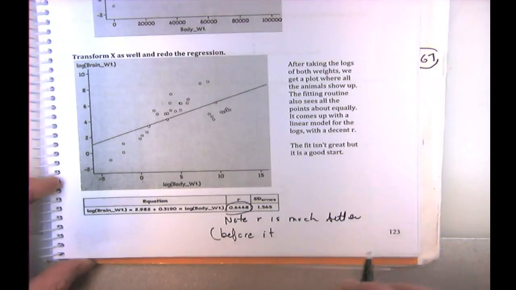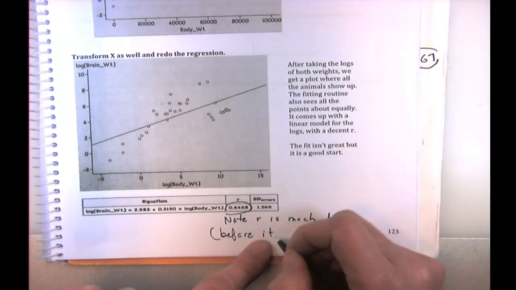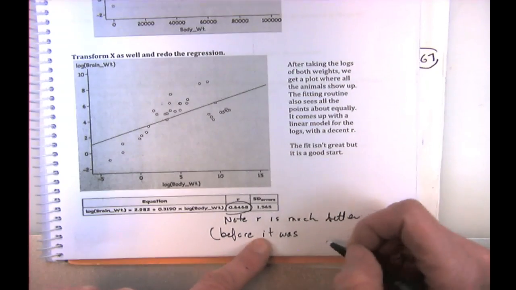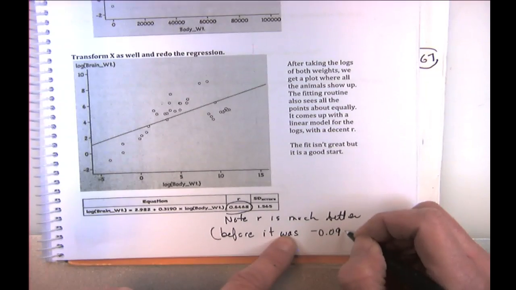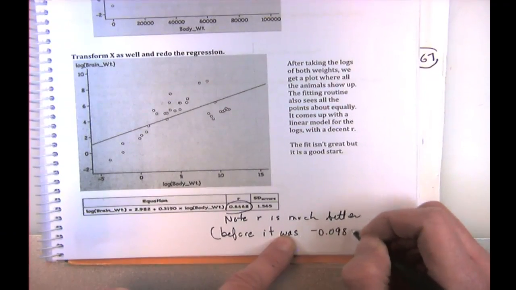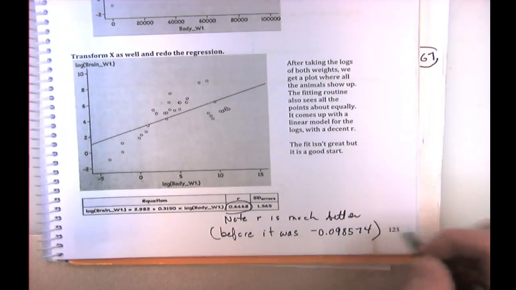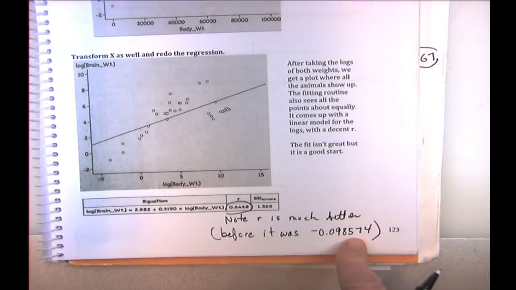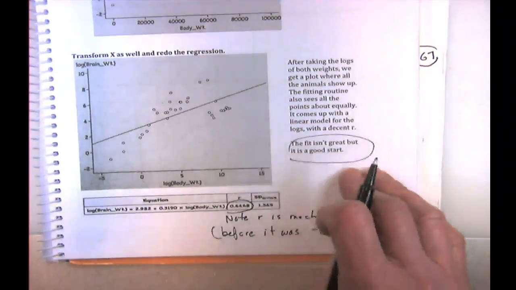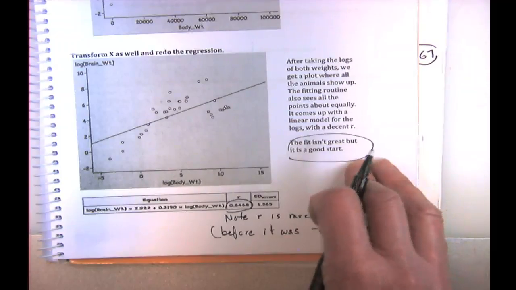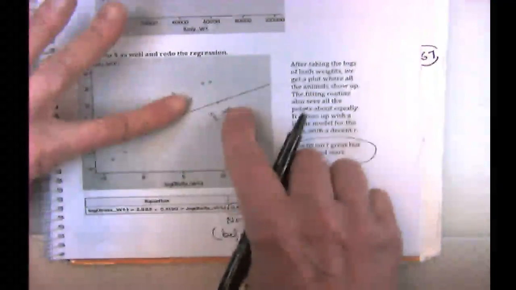I mean, we'd expect a positive correlation between body weight and brain weight among the mammals. I have it written down to lots of decimal places. The fit isn't great, but it's a good start. So why don't we just work on this so I can show you how to make predictions on these transformed variables. And then next time we can split it into two groups.